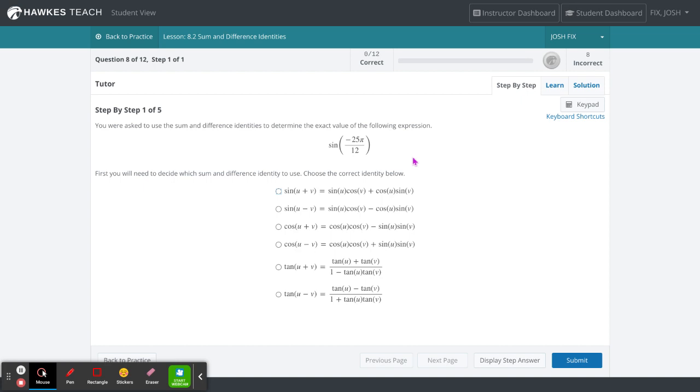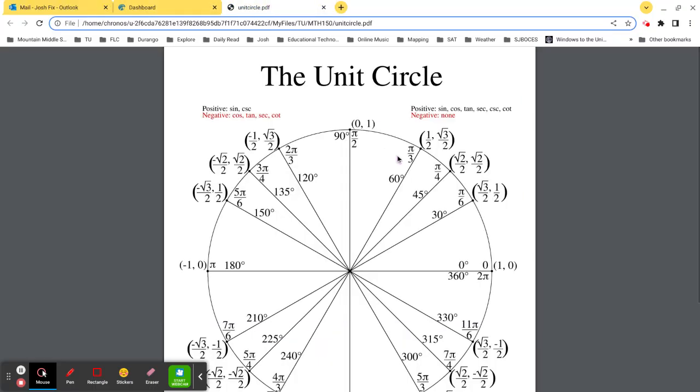And the reason is because if I think about this as negative 25 pi over 12, so let me grab my pen. As a little side note here, if I convert that to degrees, that'd be negative 25 pi over 12 times 180 over pi. Plug that in our calculator and we find out that that is negative 375 degrees.